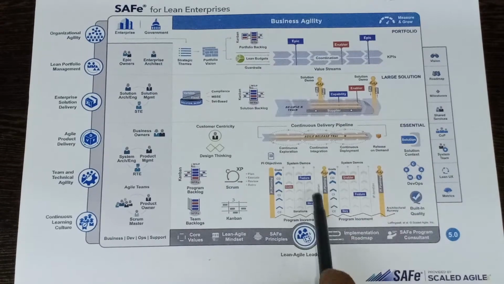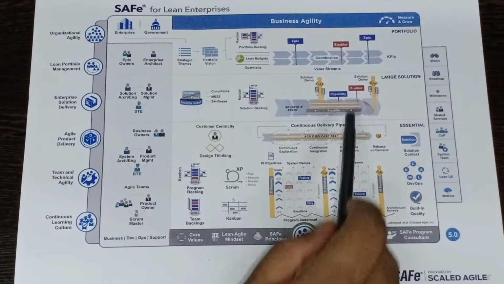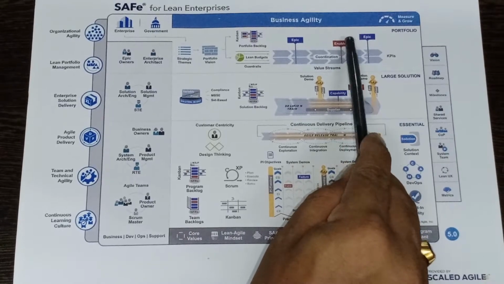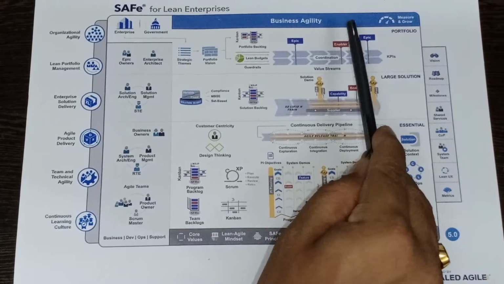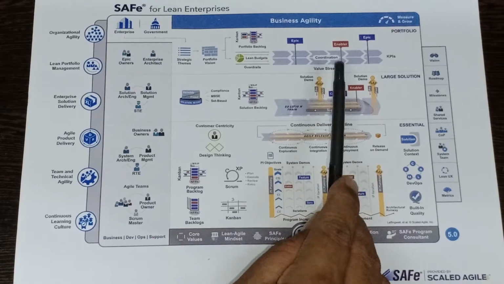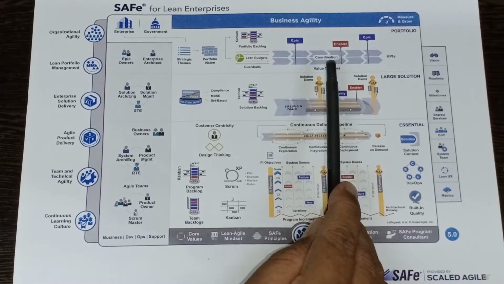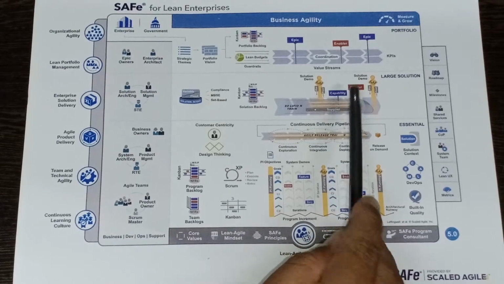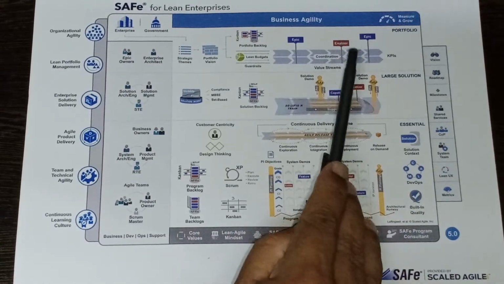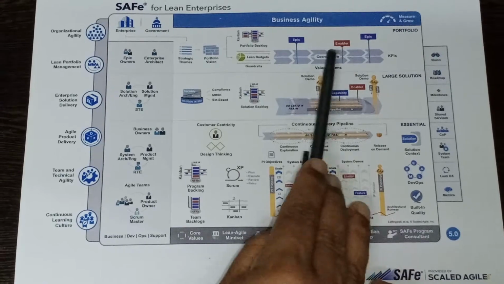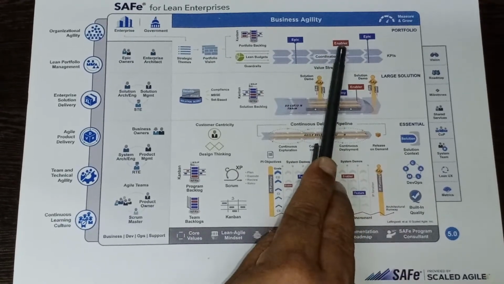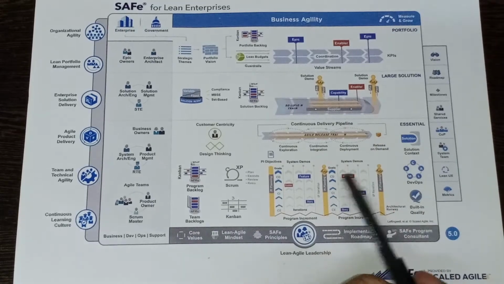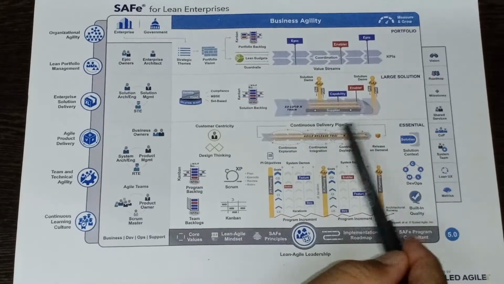And another important aspect is that you also see enablers. So what are enablers? There are four types of enablers: exploratory enablers, architecture enablers, infrastructure enablers, and compliance enablers. These enablers continue to happen at the portfolio level, large solution level, or at the essential or program level.